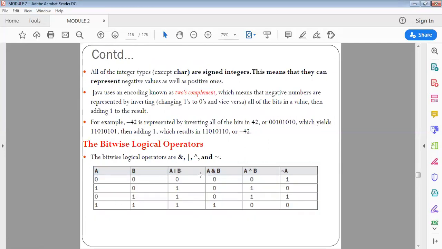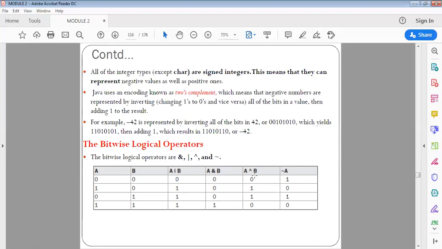So A or B. Keep in your mind, OR is nothing but addition, and ampersand, AND, is nothing but multiplication. So when you go for addition, 0 plus 0 gives 0, 1 plus 0 gives 1, 0 plus 1 gives 1, 1 plus 1 gives 1. Coming to ampersand, A ampersand B: 0 into 0 is 0, 1 into 0 is 0, 0 into 1 is 0, 1 into 1 is 1.